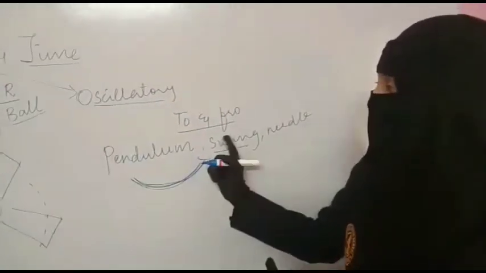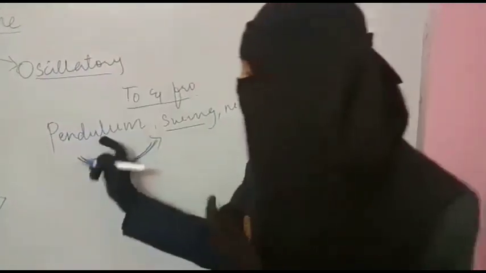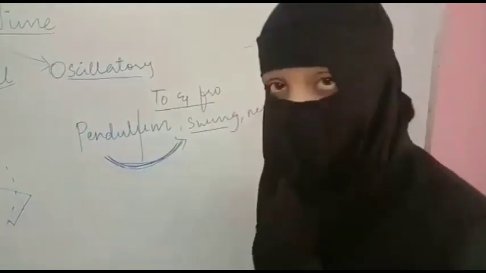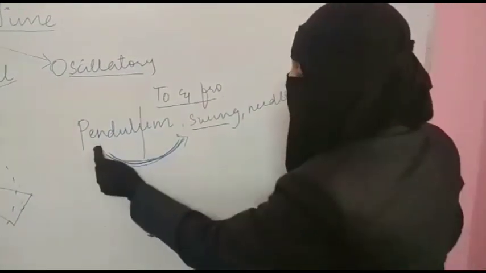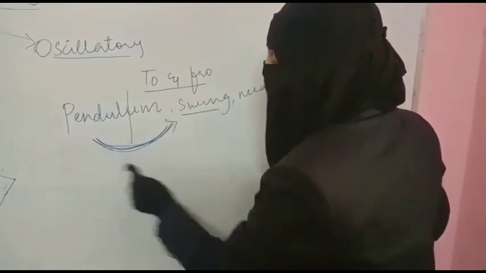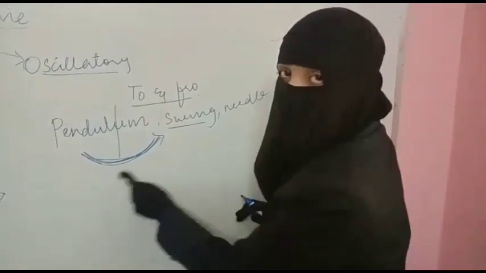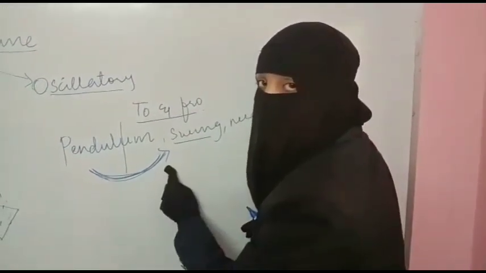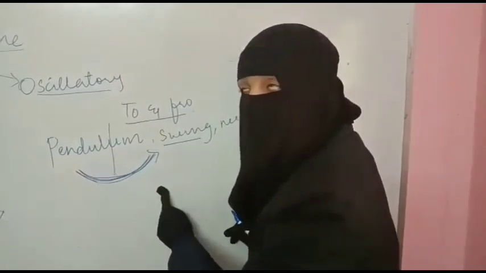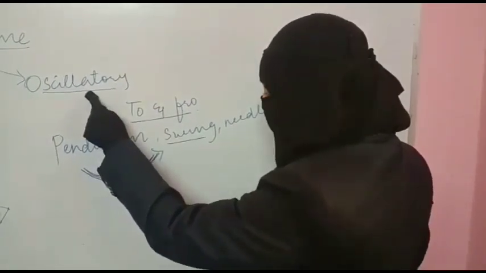So, from a fixed point, they will be moving. Pendulum from the fixed point. This is the center fixed point. From this fixed point, it will be moving towards this side and this side, again and again. So, it is taking to and fro motion, following the same path again and again. Then the object is said to be in oscillatory motion.